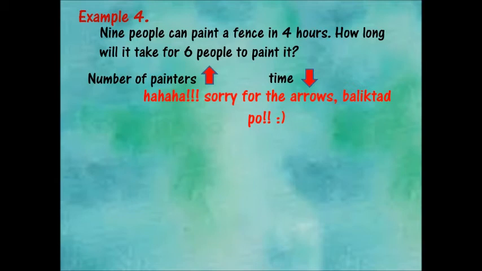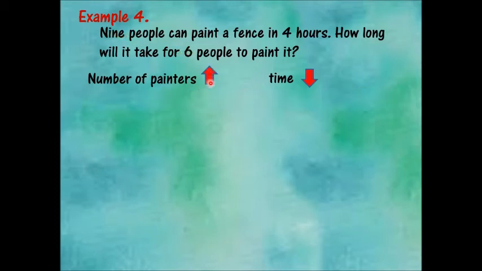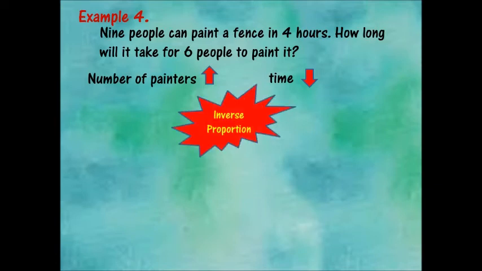Okay? So, baliktad lang yung arrow ko. Kapag bumaba kasi yung given natin dito from 9 to 6, dapat yung arrow down siya. And then, yung time, dahil kumonte yung painter, tataas ang ating arrow. So, kahit na ganon, indirect pa rin sila. So, that is inverse proportion.